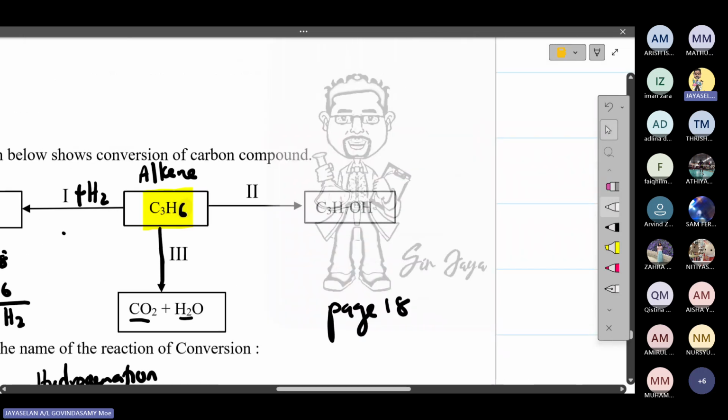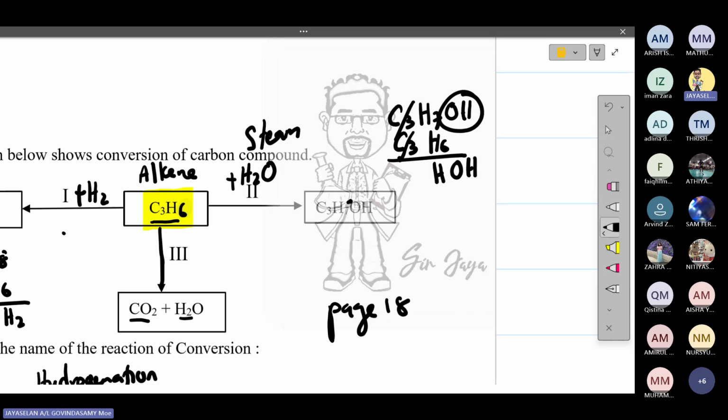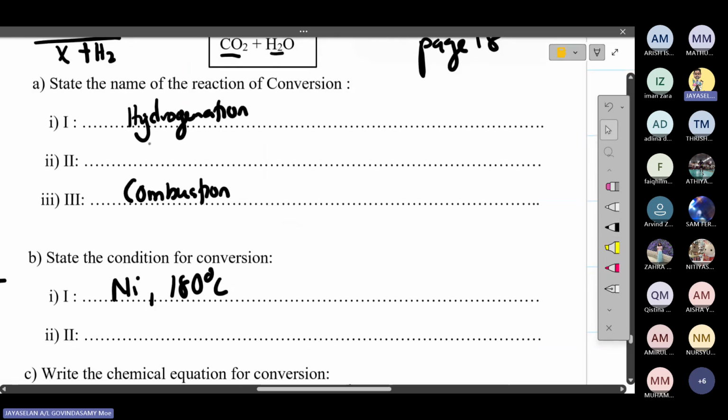Okay, so this one. What they add, I don't know. So you put here C3H7OH. You take this one and put it here. C3H6, they add what? Okay, this cancels. Here there is one hydrogen, and the OH goes here. They add water. Water means what? Remember, steam.